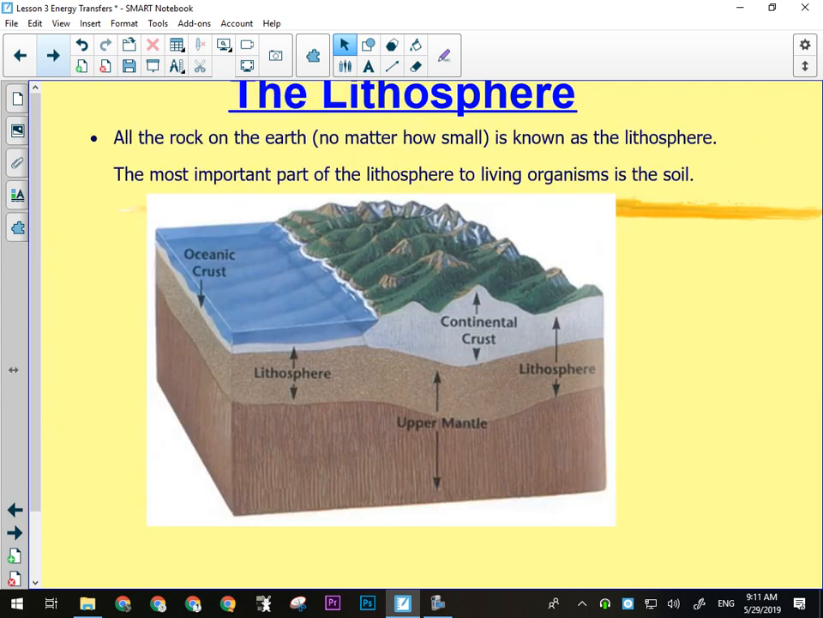All right, the lithosphere. This is the solid part of the earth, all the rocks and the soil and all of that kind of stuff. The lithosphere doesn't do much in terms of transferring energy. Transferring of energy happens within the atmosphere and the hydrosphere because they're fluid. They move around easily, so they transfer energy easily. The lithosphere, because it's solid, doesn't transfer energy very well.